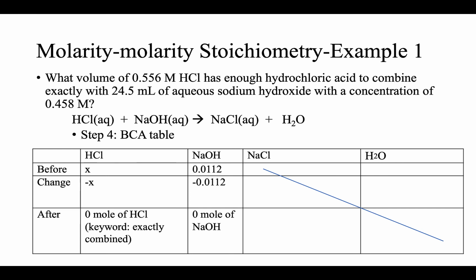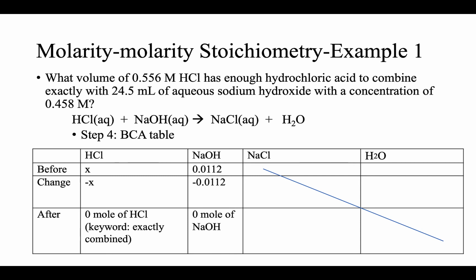Since the initial amount is now in moles, I can put it in my BCA table. For NaOH, my initial amount is 0.0112 moles. I know that at the end of the reaction, all of it has to be gone based on the question. So the change is minus 0.0112, and that gives me 0 mole of NaOH. As for HCl, I don't know what the initial amount is, so I put an X there as my unknown, and my change should be minus X.